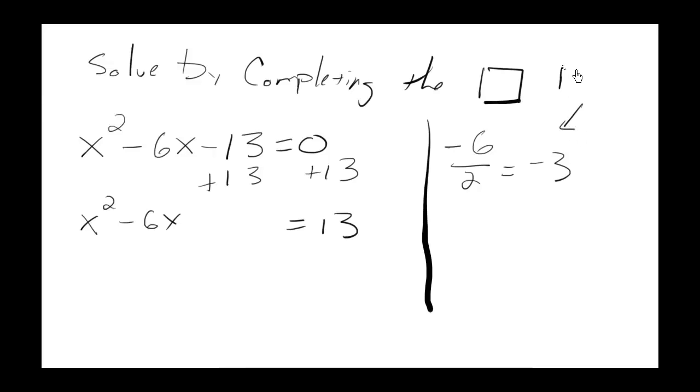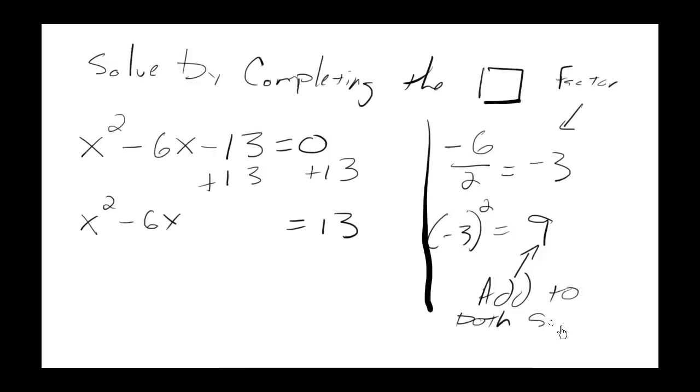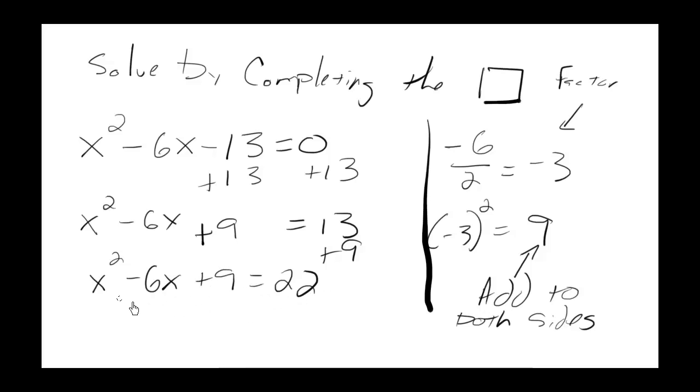Remember, this is how it's going to factor. And then take minus 3 and square it. Remember, when you square something, it's always going to be positive. So this is what you need to add to both sides. Plus 9. This gives me x squared minus 6x plus 9 is 22. Left hand side is automatically going to factor to x minus 3 quantity squared equals 22.